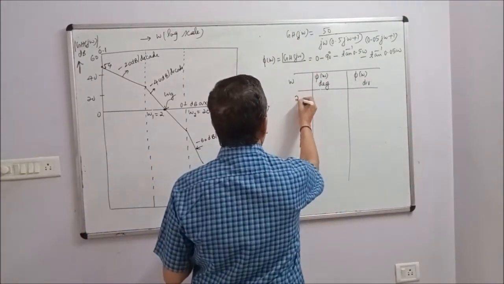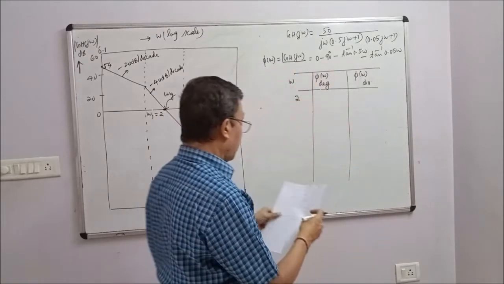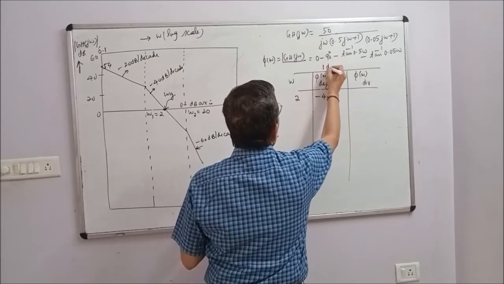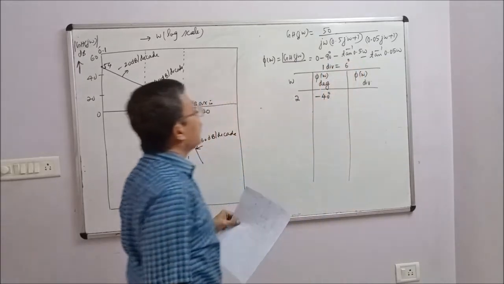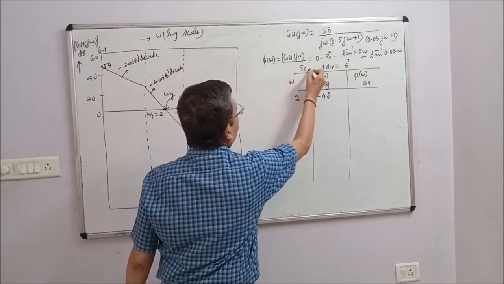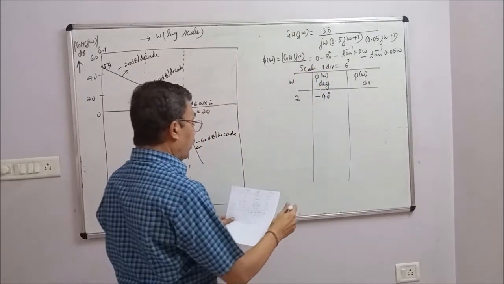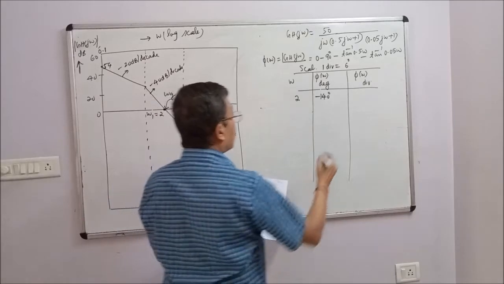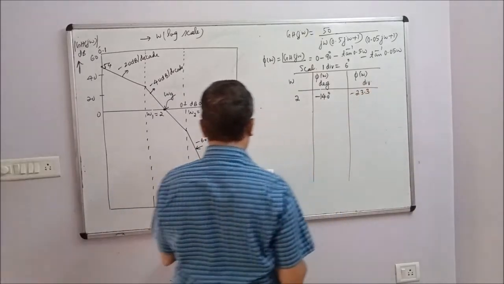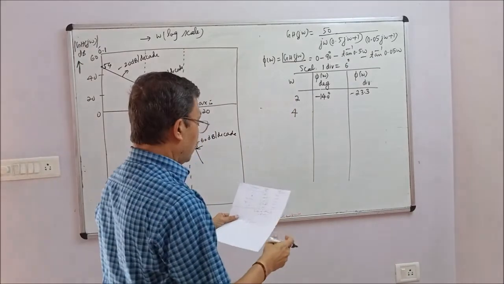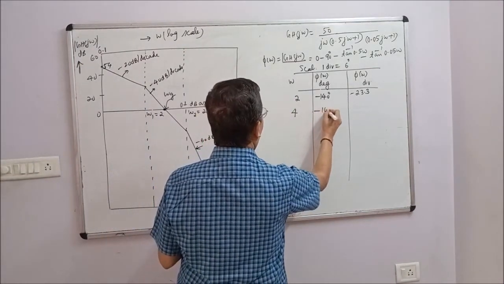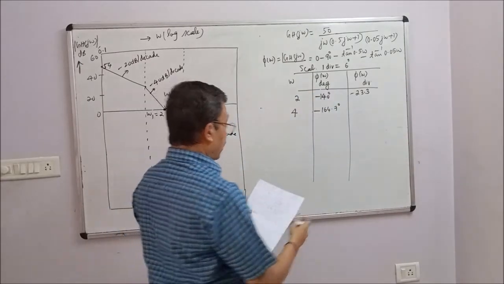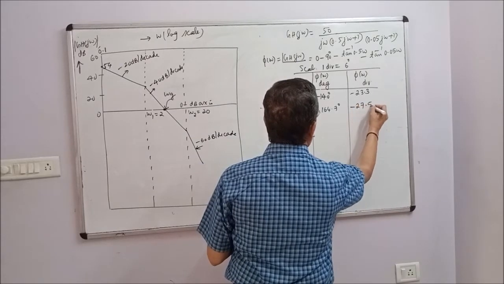When omega is 2 radians per second, in this expression put omega equal to 2, you will get the angle minus 140 degrees. I have taken 1 division equal to 6 degrees. That is the scale. Therefore, minus 140 divided by 6 is minus 23.3 divisions. When omega is 4, you get an angle of minus 164.7 degrees. Divide this by 6, you get minus 27.5.